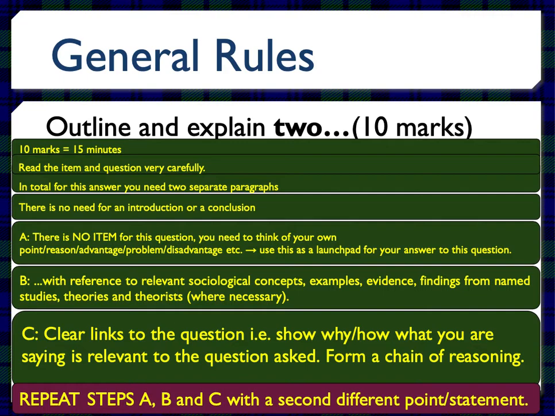The last step is to select a different point or statement from your sociological knowledge and develop your second paragraph, again using concepts, studies and evidence, but be careful to make sure that it is different from your first paragraph, but still answering the question. If you want to break the timing down even further, then your 15 minutes for 2 paragraphs becomes 7.5 minutes each paragraph.